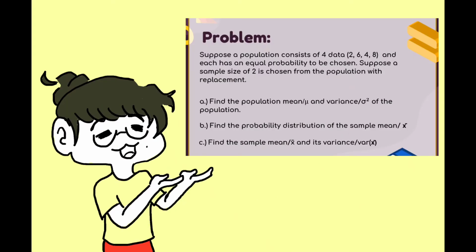Suppose the population consists of 4 data, 2, 6, 4, and 8, and each has an equal probability to be chosen. Suppose the sample size of 2 is chosen from the population with replacement. A. Find the population mean and variance of the population. B. Find the probability distribution of the sample mean. And C. Find the sample mean and its variance.